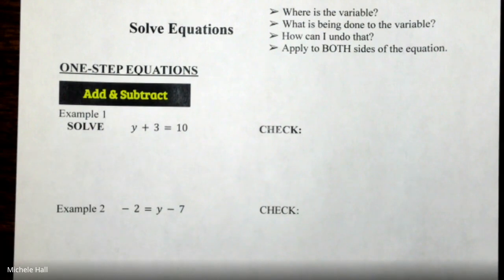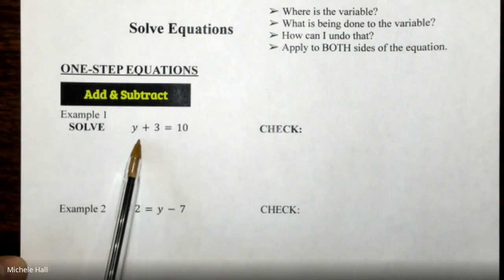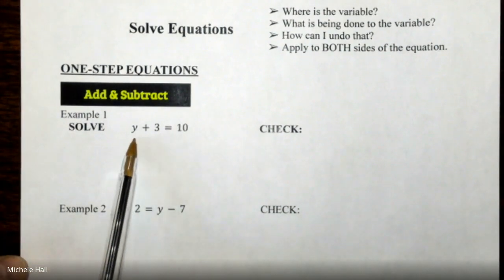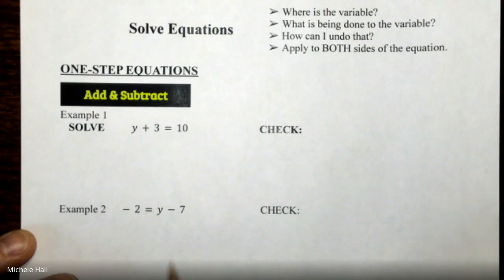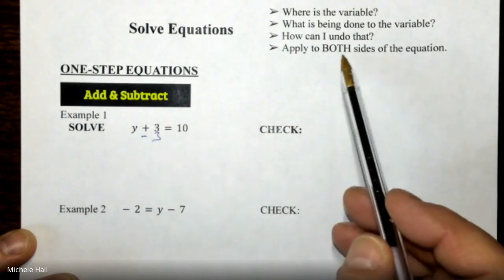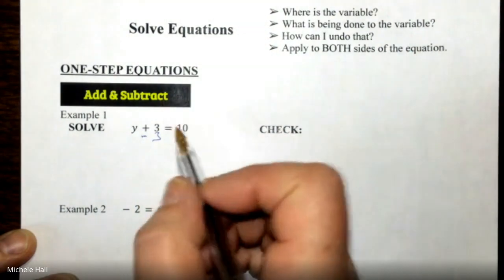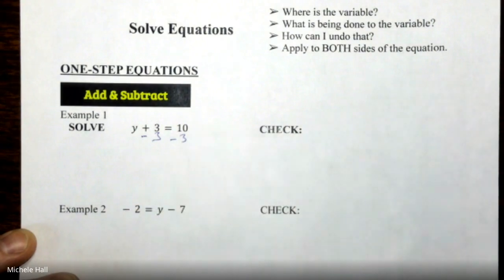Adding and subtracting. Example one, y plus 3 equals 10. Where is the variable? Here's the variable. What is being done to the variable? Y is being added by 3. How can I undo that? I can undo that with the opposite of adding 3. That would be subtracting 3, and I need to do it to both sides of the equation. So if I subtract 3 from the left, I need to subtract 3 from the right side of the equation.